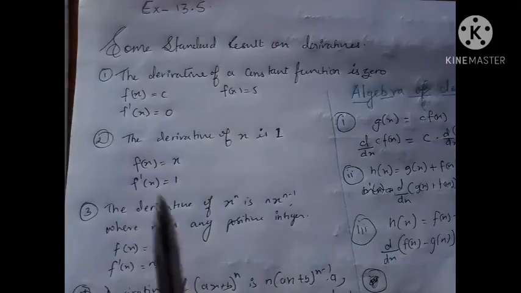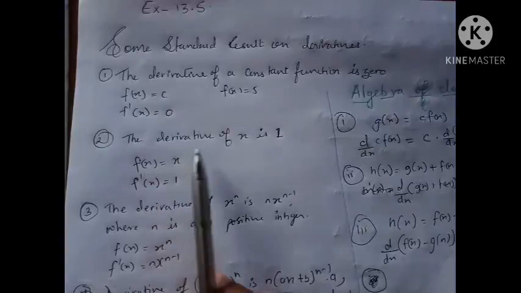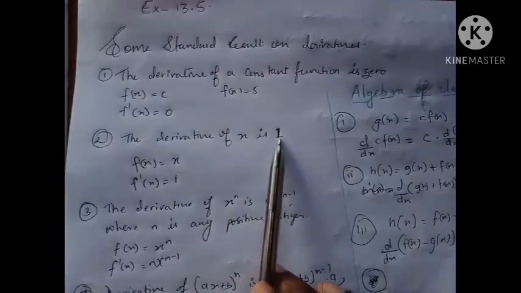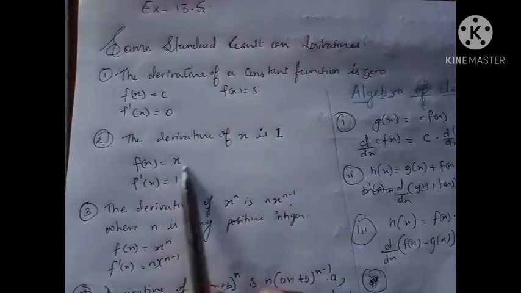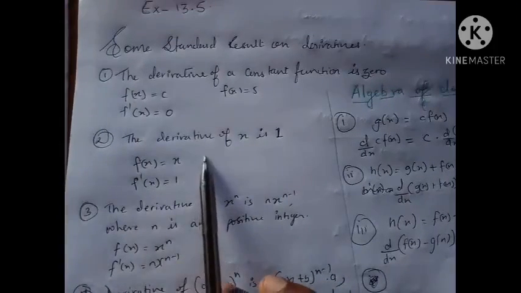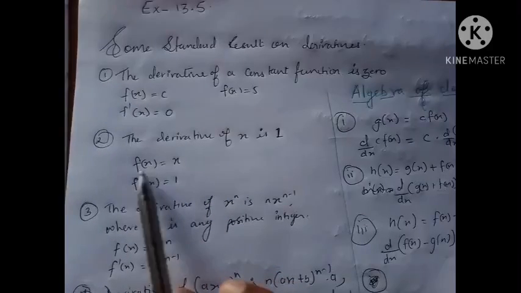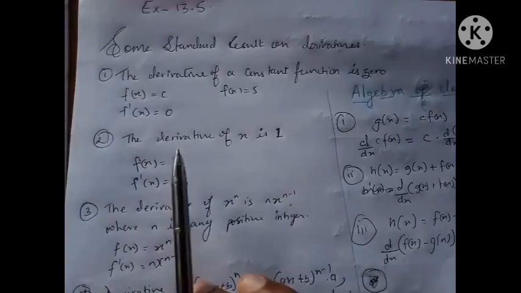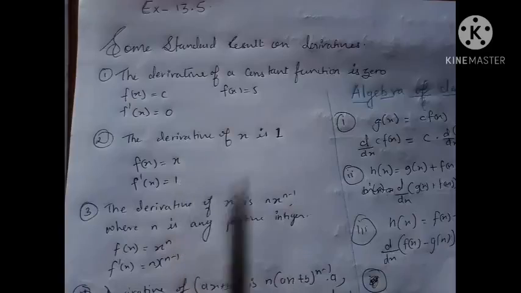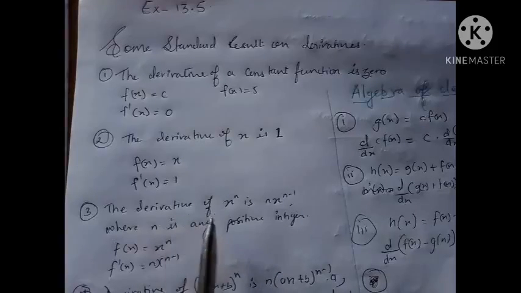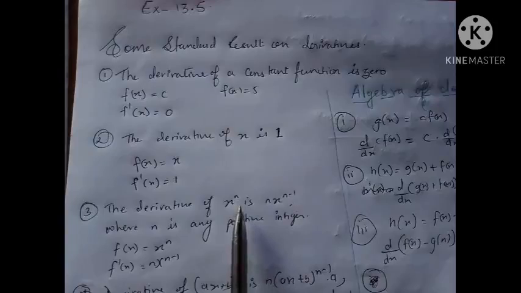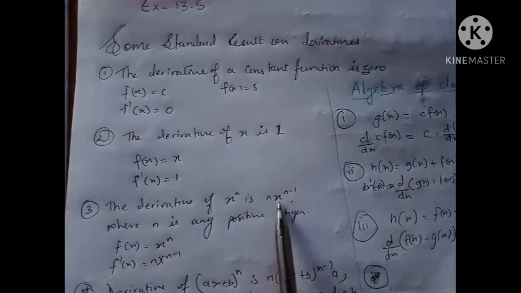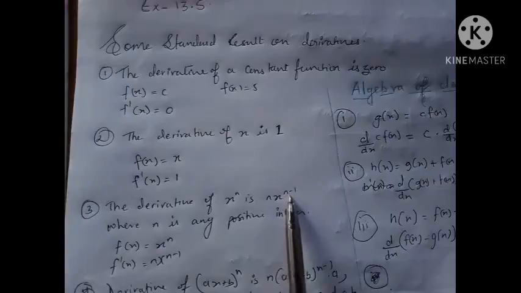Okay, second one is the derivative of x is 1. For example, it's not 3x, it's not 5x, it's just f(x), the function is x. और जब x का डेरिवेटिव निकालेंगे तो हमारा क्या आएगा? हमेशा आंसर 1 आएगा. Okay, third one is the derivative of x to the power n. Let's say x to the power 5. My answer is going to be 5x to the power 4.